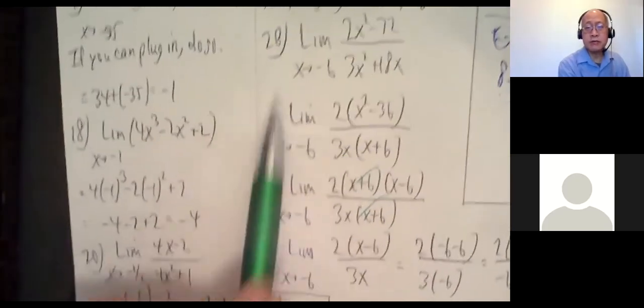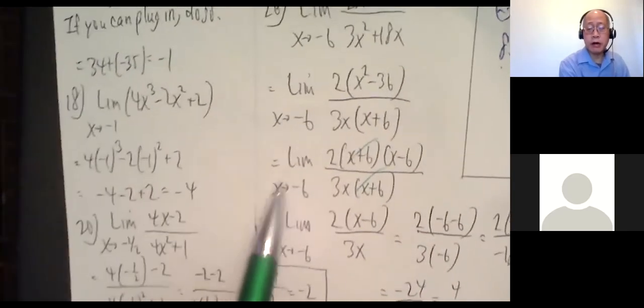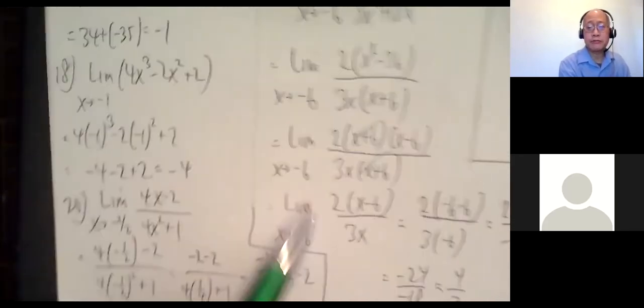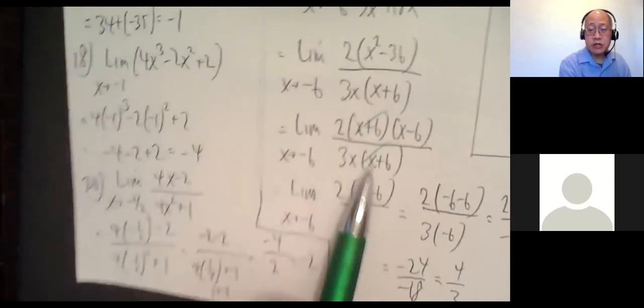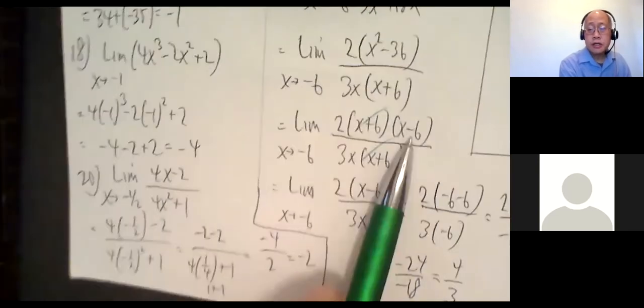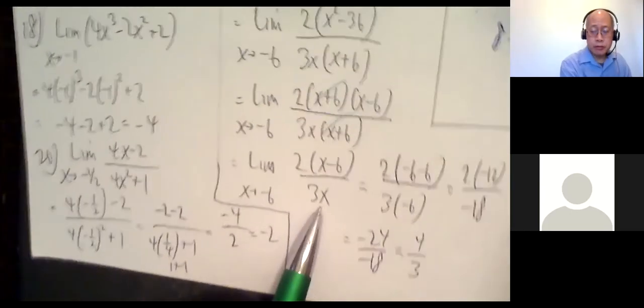Notice you keep writing lim, lim, lim, lim, lim until you're ready to plug in. That's proper. If you don't write it, I can mark it as partially wrong. You get partial credit, but you're supposed to keep writing it. So if that cancels, I now have limit as x approaches -6 of 2 times (x minus 6) on top and 3x on the bottom. And now you can plug in no problem.